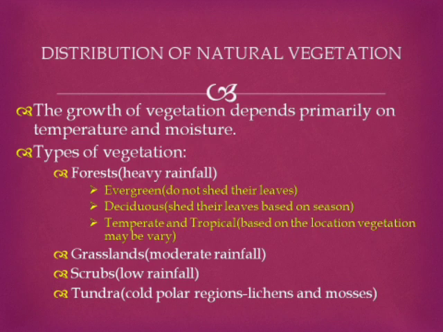Grasslands receive moderate rainfall. In scrubs, those areas receive low rainfall. Tundra, cold polar regions where we can find lichens and mosses. Mosses means a type of plant. Lichens means some type of plant. It grows on rock.